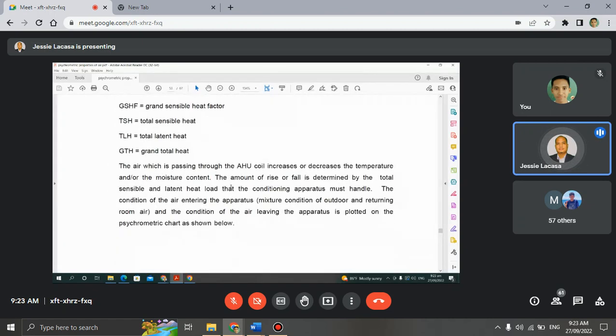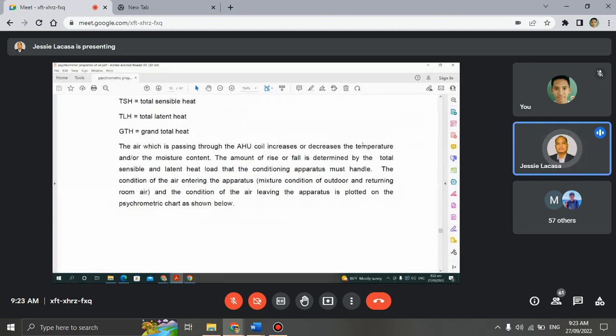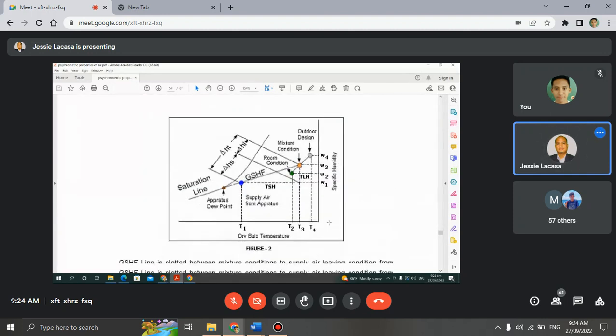So the air which is passing through the AHU coil increases or decreases the temperature and or the moisture content. So the amount of rise or fall is determined by the total sensible and latent heat load that the conditioning apparatus must handle. So the condition of the air entering the apparatus, where apparatus means the cooling coil, or your unit. And the condition of the air leaving the apparatus is plotted on the psychrometric chart as shown below.